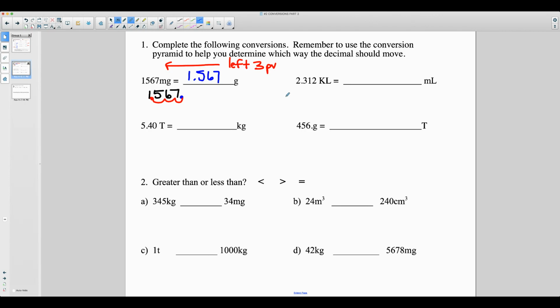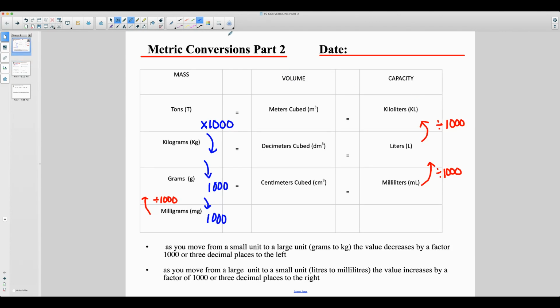Okay, if we look here, we have kiloliters and we're going to milliliters. Well, that means we're going down. So we are going down on the scale. We're going to be multiplying 1,000 by 1,000 to get to liters. And then we have to multiply by 1,000 again to get to milliliters.